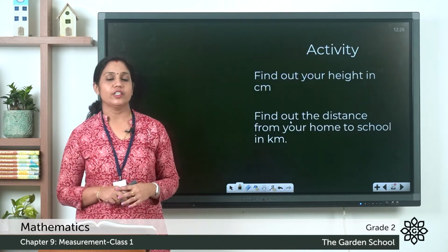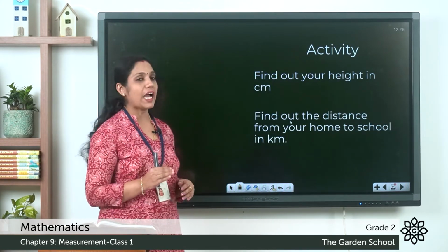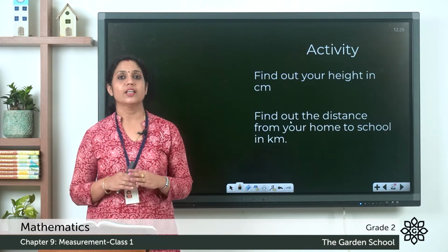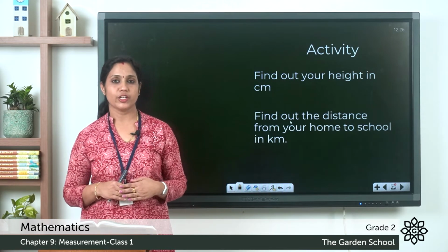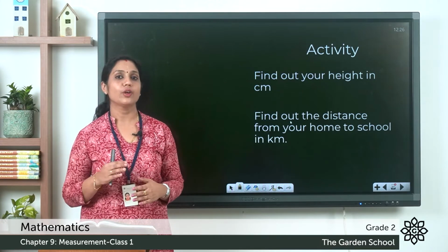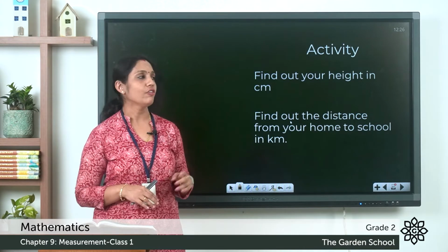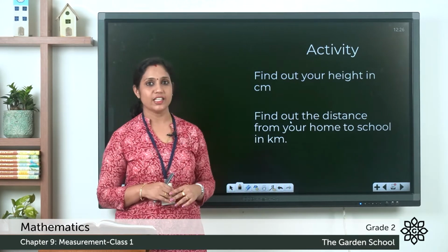Now, you have an activity. You have to find out your height in centimeters. So, how can you find out your height? You can use either a measuring tape or any other instrument, and you have to find it out in centimeters. So, that is the activity for you. Find out your height in centimeters.